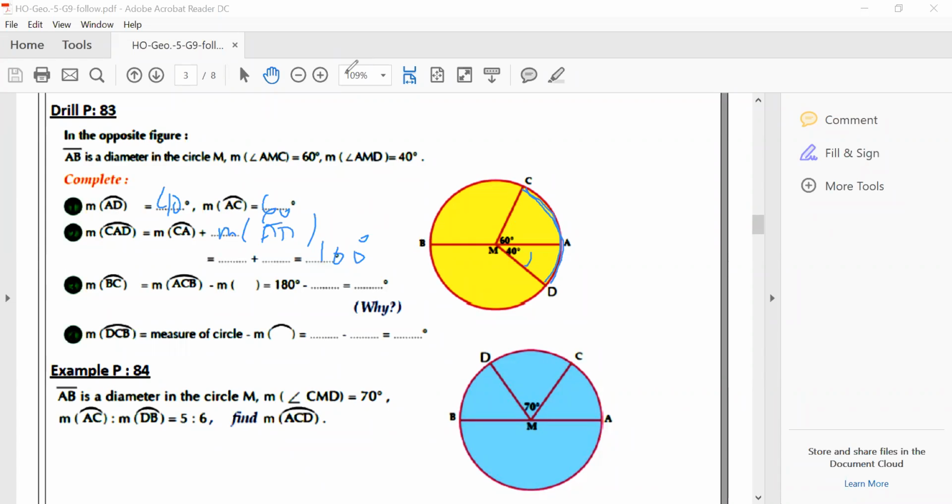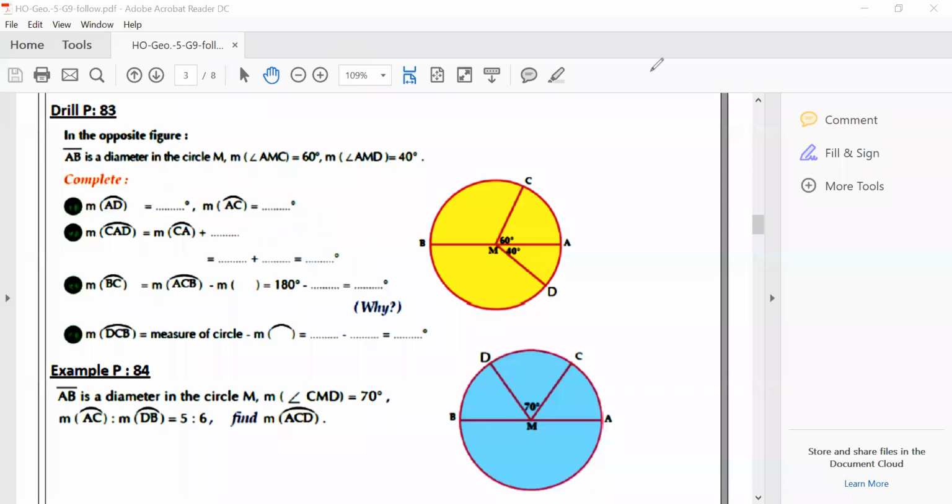Who else? Mahmoud, you are here, Mahmoud? Yes, miss. Come on, Mahmoud. Are you with us from the beginning? Yes. Okay, measure BC arc, Mahmoud.